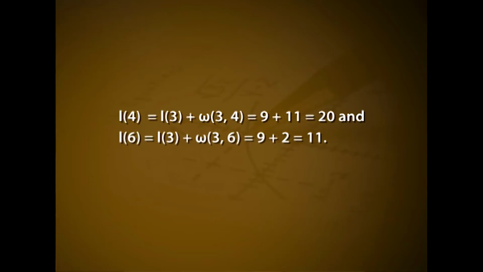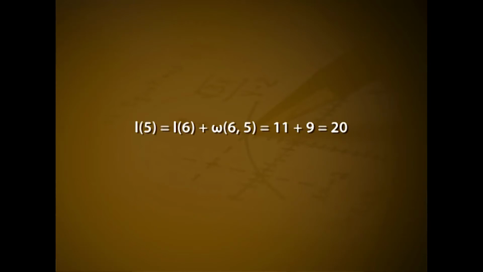Now we go to the fourth step. The vertices to which we can reach from 3 are 4 and 6. So, we calculate L(4) = L(3) + W(34) = 9 + 11 = 20 and L(6) = L(3) + W(36) = 9 + 2 = 11. The vertex 6 was directly reachable from 1 with a weight of 14. The minimum of the values 11, 14 and 20 is 11.